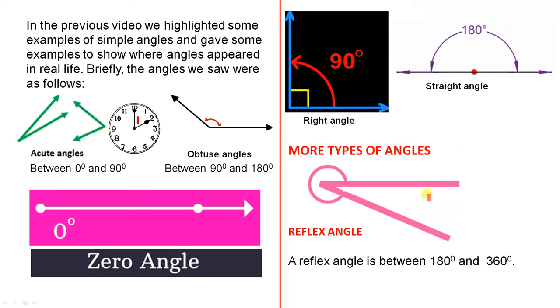So, more types of angles. We will look at the reflex angle. A reflex angle is between 180 degrees and 360 degrees. So basically, this example here, that is a reflex angle. It's greater than 180 but less than 360, so that's called a reflex angle.